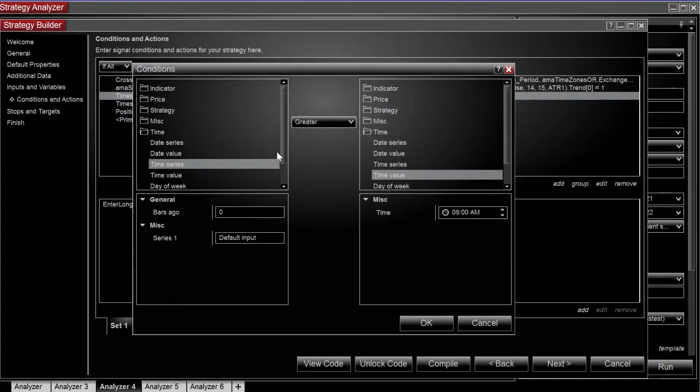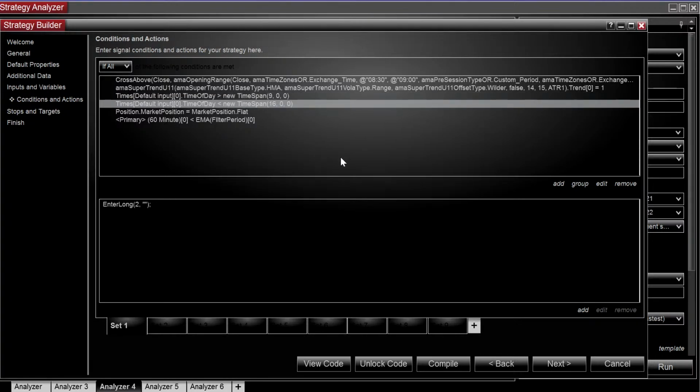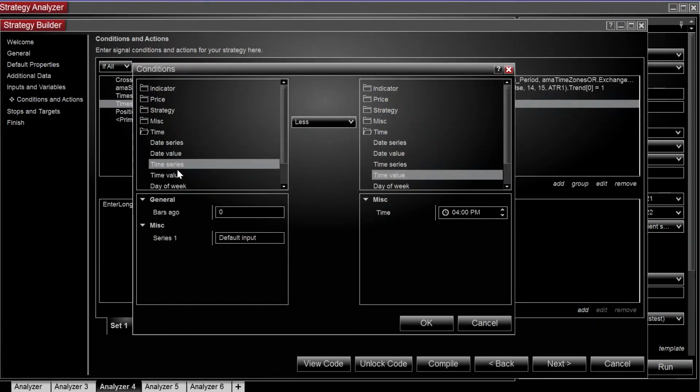We have a time of day filter. Time series greater than 9 a.m. This is 30 minutes after the market opens. It might be different for you. Other one, time series is less than 4 p.m.